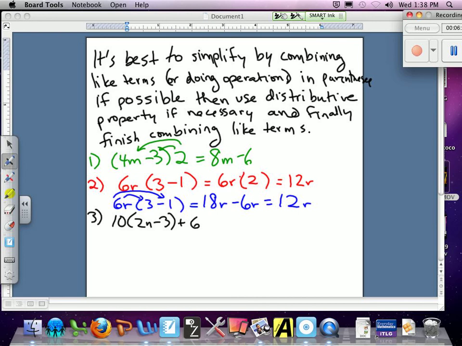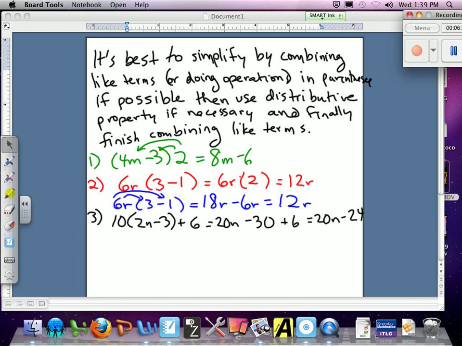And what do I get as my first rewrite when I apply the distributive property? Yes, sir? 20n minus 30. Oh, what's 30? Just the 30, yeah. There's no n. And plus 6. And don't forget the plus 6 tagging along for the ride. Now I can combine my terms, and what would I get as my simplified expression for this third example? Yes, ma'am? 20n minus 24. So subtracting 30 and then going up 6 ends up with the result of subtracting 24.